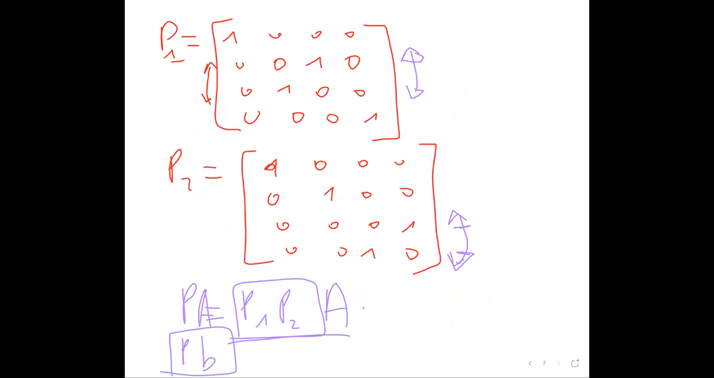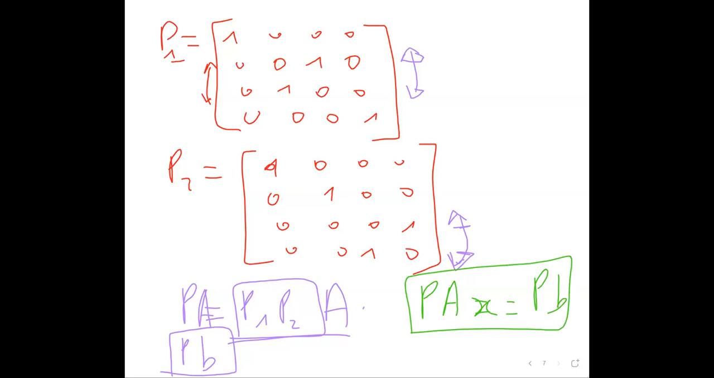So in the end, you'll be solving the system PAx equals Pb. Because if you do a row exchange on the left-hand side, and you do not do the same row exchange correspondingly on the right-hand side, then you are not solving the same system.